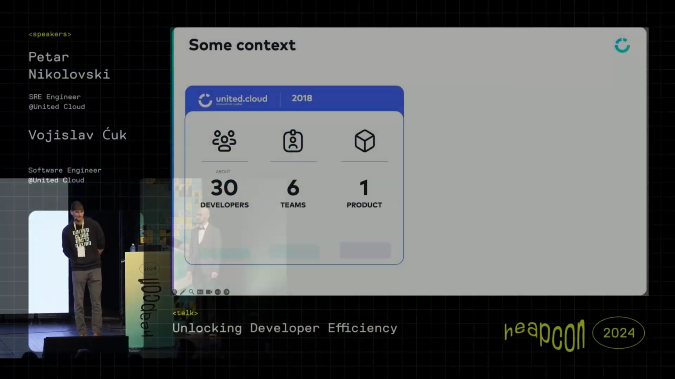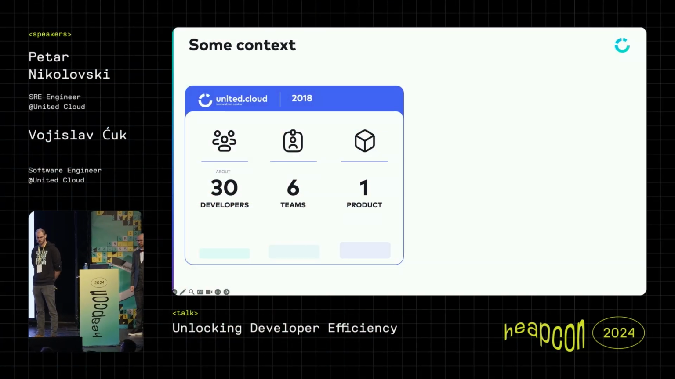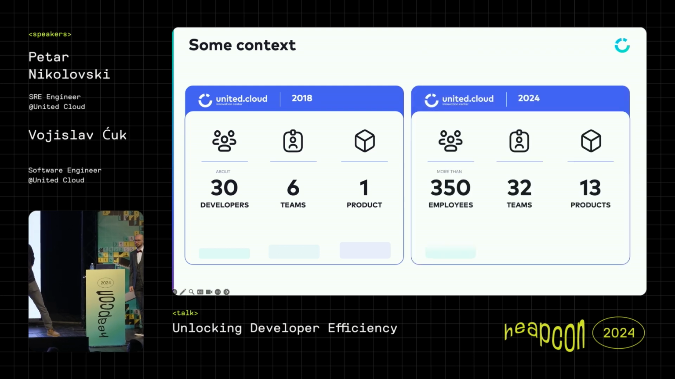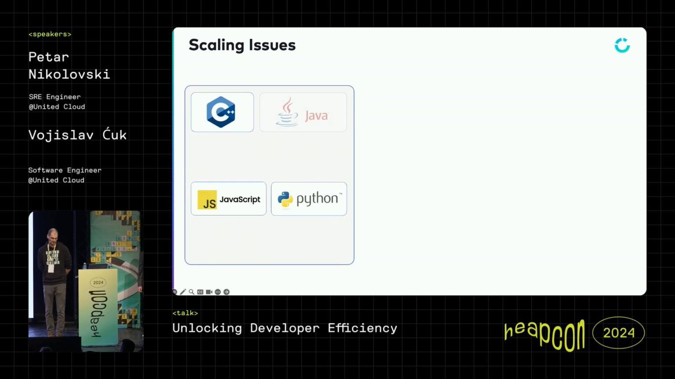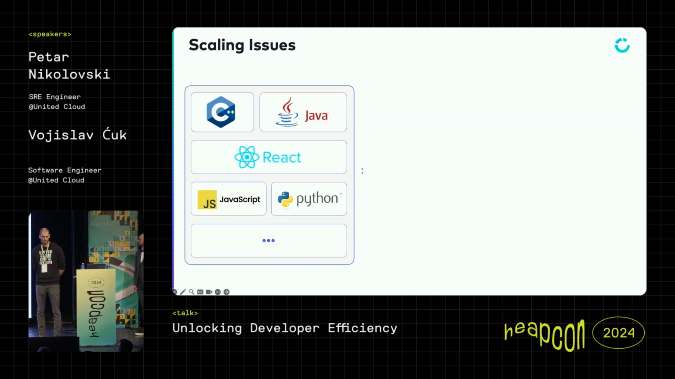First, for some context, about 6 years ago, we had 30 developers in 6 teams, all working on one project. Now we employ over 350 people in 32 teams, and we are working on 13 different products. So obviously, some things that used to work back then don't really work that well right now.